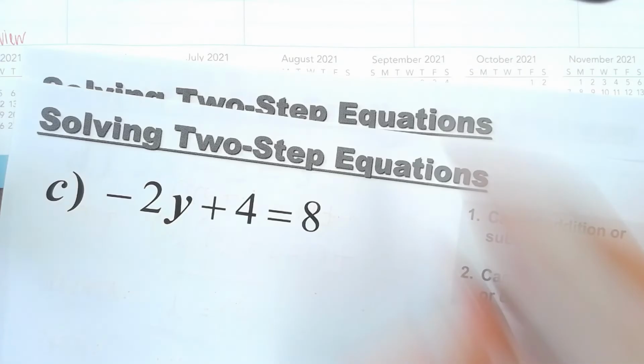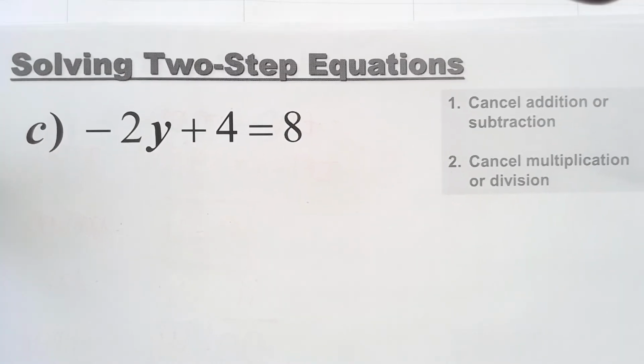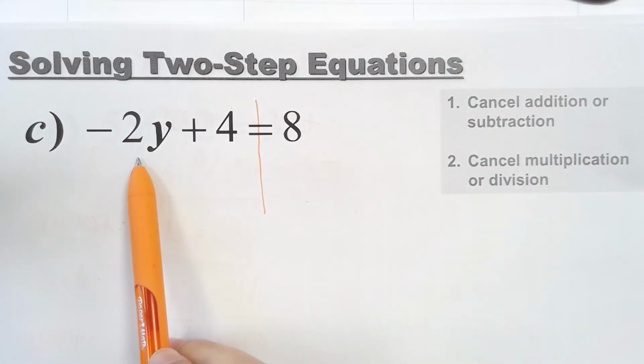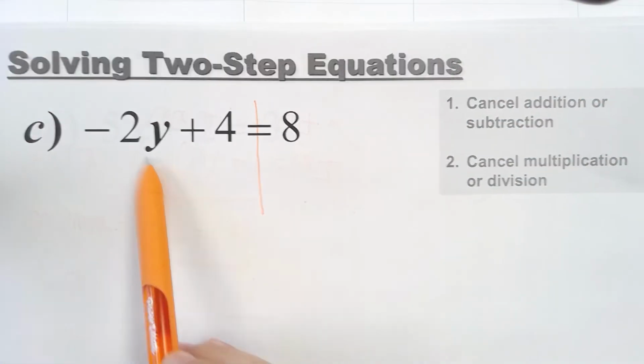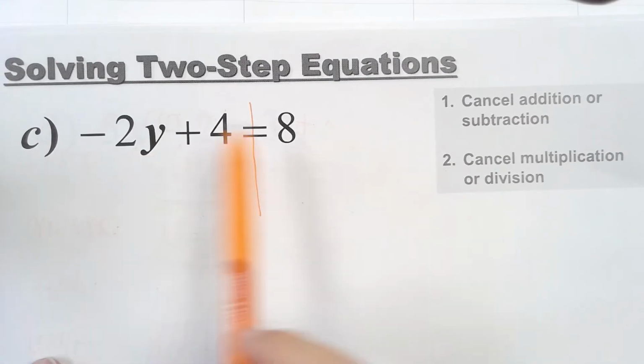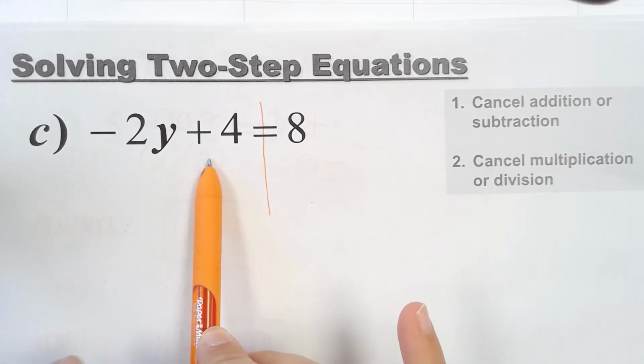Alright, so let me try one more with you guys, and then I'll have you guys try one on your own. So again, always look at the side with the variable. So whenever I say the side, it's the side of the equal sign. So you're either looking at the left side of the equal sign or you're looking at the right side. So in this case, we're looking at the left side, okay?